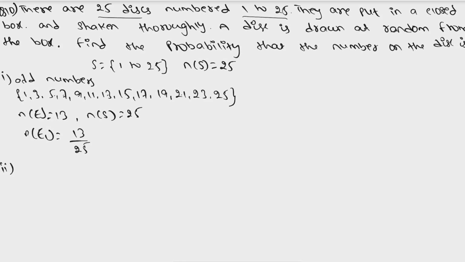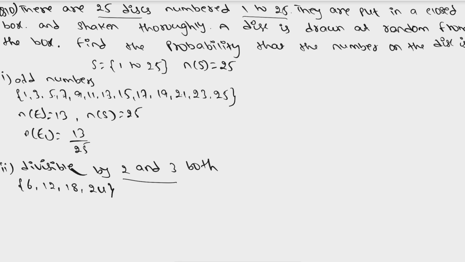And we have our second one, which is to find the numbers which are divisible by 2 and 3 both. So it should be divisible by 3 as well as 2. That means we can simply find the multiples of 6, which are 6, 12, 18 and 24. These are the numbers between 1 and 25. The number of elements in the favorable set is 4 and our total elements are 25. The probability of getting the second event is 4 by 25.